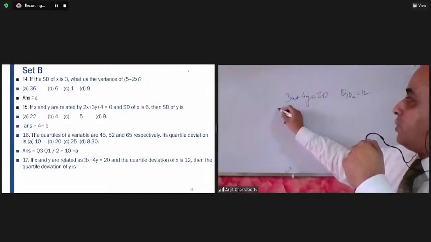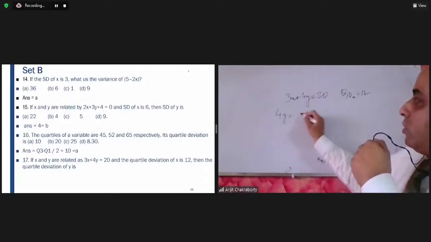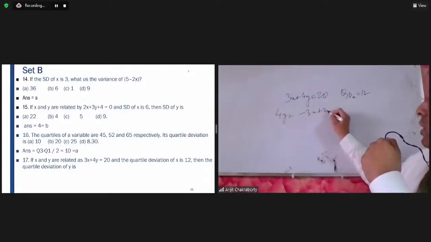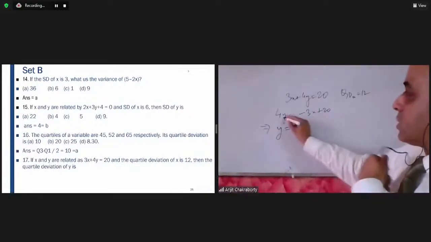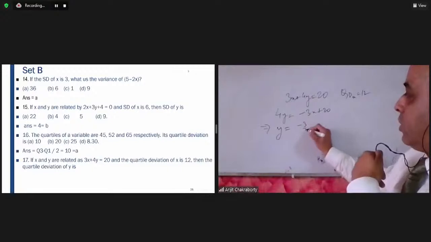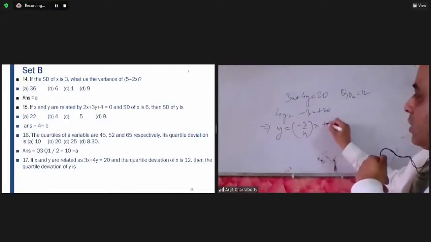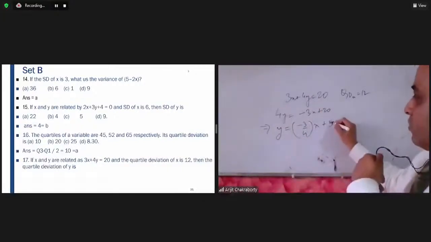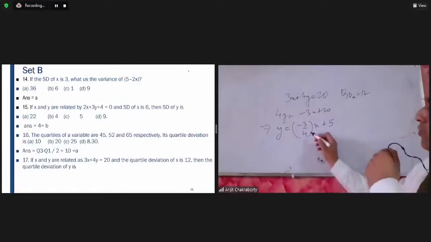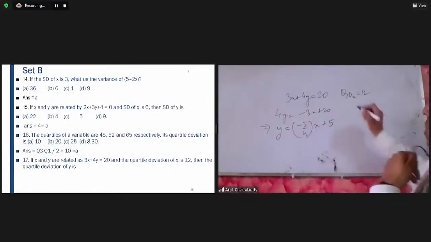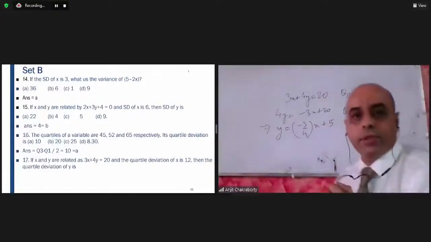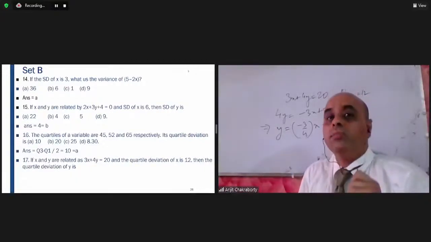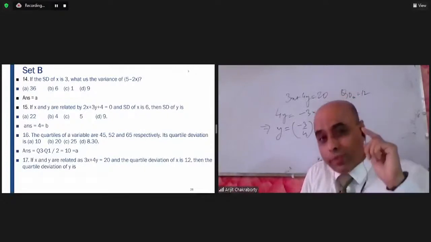y equal to a plus bx. So I can write 4y equal to minus 3x plus 20. That is, y can be written as minus 3 by 4 into x plus 20 by 4, that is 5. So here b is minus 3 by 4. So QD y, that is quartile deviation of y, is equal to modulus b into quartile deviation of x, right?